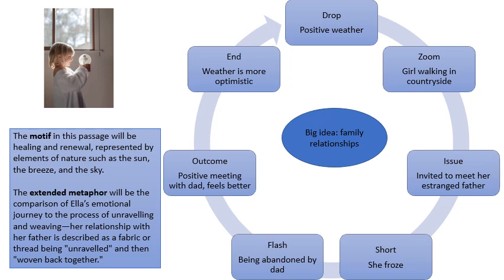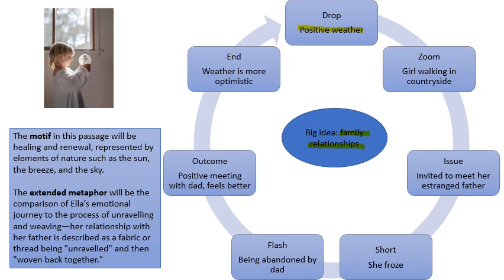Okay, so what you'll see here is we have some planning in action. So in your exam, you need to make sure that you use that 7-paragraph plan to decide the direction and the purpose of your writing before you put pen to paper in terms of writing that 40-mark response. There needs to be some planning. So here this student has used the drop, zoom, issue, short, flash, outcome, end structure, and they've decided that their piece, the idea, the message, the purpose of it is to explore family relationships. So the student is going to drop in and focus on the weather, and they're going to establish that the mood and the tone is positive.